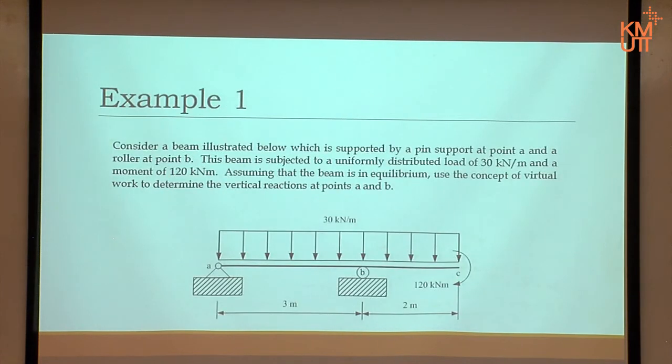Then move on here. Just a beam. Distributed load, moment, 1 pin support, 1 roller support. We know it already. Just to narrow down the scope, in this case, we don't find all reactions. Just for example, what I want is the vertical reaction at point A and point B.